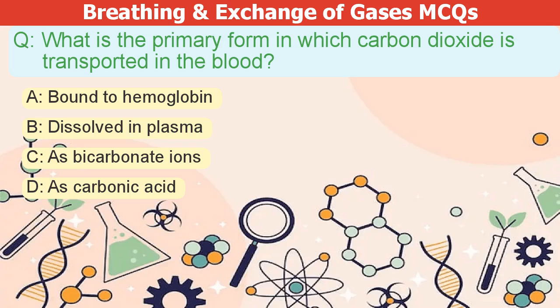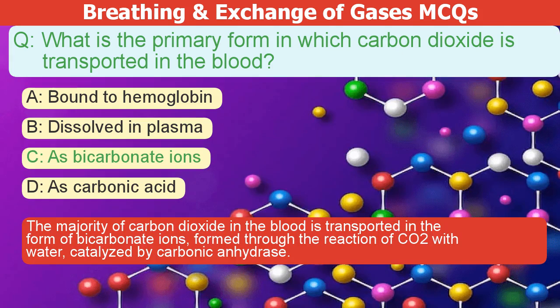What is the primary form in which carbon dioxide is transported in the blood? A. Bound to hemoglobin. B. Dissolved in plasma. C. As bicarbonate ions. D. As carbonic acid. The correct answer is C. The majority of carbon dioxide in the blood is transported in the form of bicarbonate ions, formed through the reaction of CO2 with water, catalyzed by carbonic anhydrase.